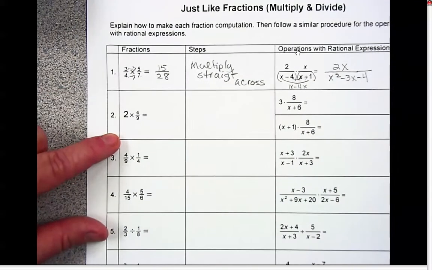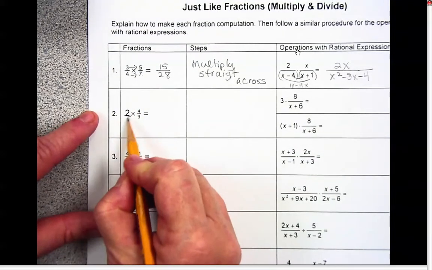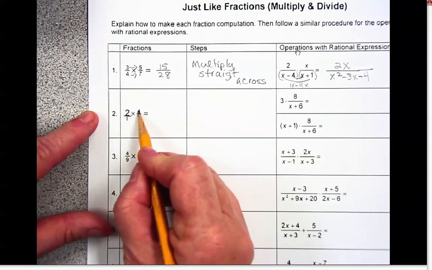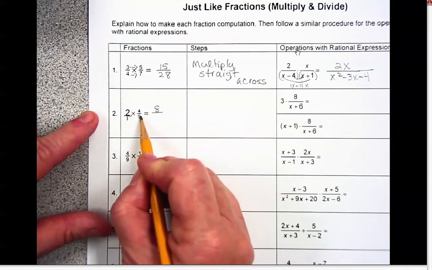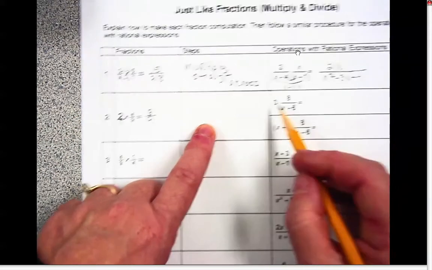Okay, now this one's different because we're multiplying a whole number times a fraction. So to make this a fraction, we put a 1 under it, and then we multiply straight across. So 2 times 4 is 8, and 1 times 9 is 9. Okay. Right, so over here we're going to do the same thing.